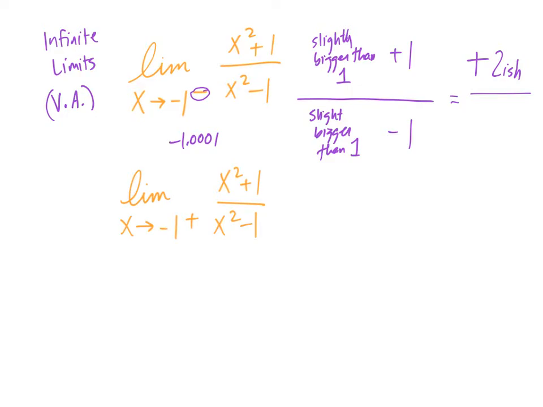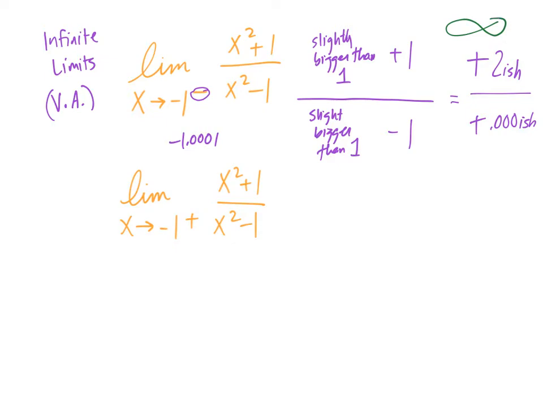Now, on the bottom, I plug in a number that is slightly bigger than 1, and I subtract 1 from it. So this is positive 0.000 something, 0.000-ish. The only important thing to know is that they are both positive. Positive over positive equals positive, and the result is positive infinity.